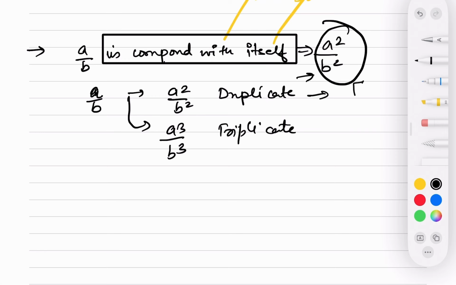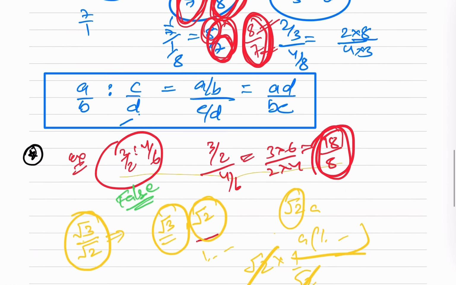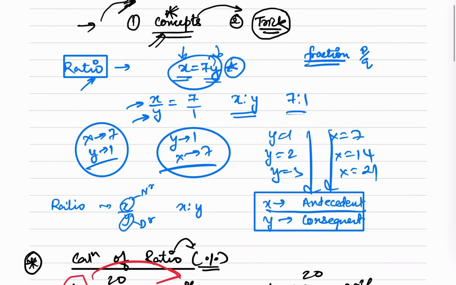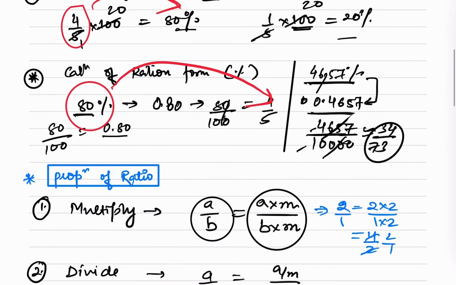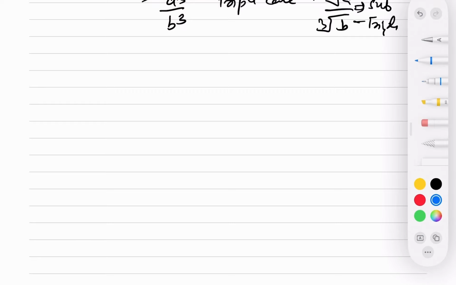What is then root A by root B? This is nothing but subduplicate. Then what is cube root of A by cube root of B? That is subtriplicate. This is just a nomenclature. क्या आपको अभी तक बात समझ में आ रही है कि हम पूरे यूनिट में क्या कर रहे हैं? We just started with the ratio. We're just seeing some small properties, and these properties will be very useful in the questions. Okay, let's focus on the next property.